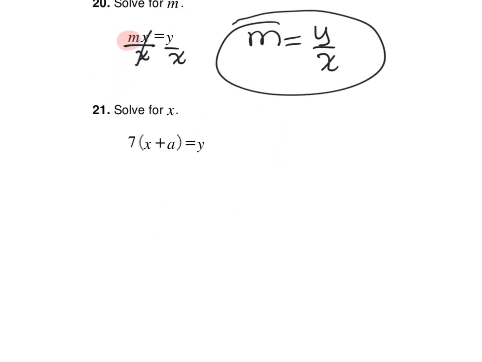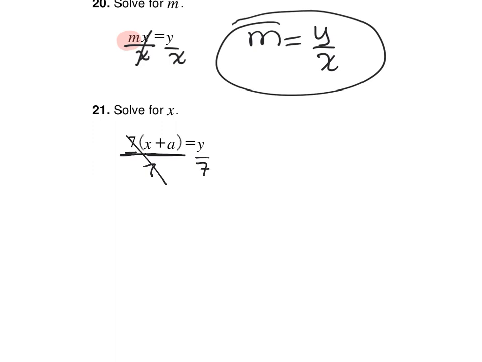Now, problem 21 says to solve for X when we have 7 times the quantity X plus 1 equals 9. When we're doing these, I know we like to think we need to distribute first. Don't do that. Think of it as 7 times this other piece. So it's 2 pieces there. So to undo that multiplication, we're going to divide. So I'm going to divide by 7, and that helps us to get rid of our parentheses. And I'm going to divide by 7 on the other side.